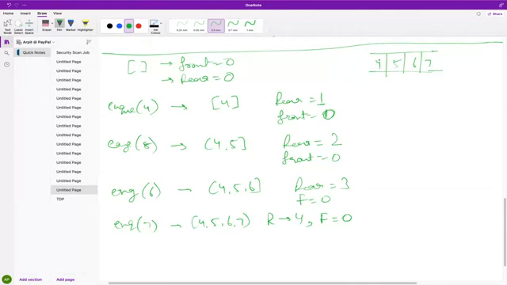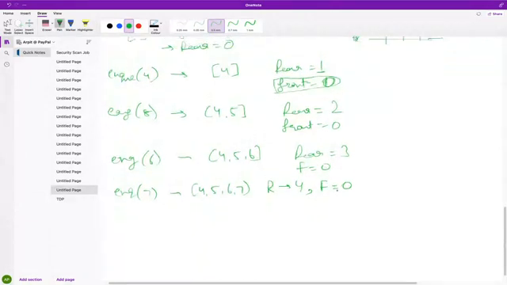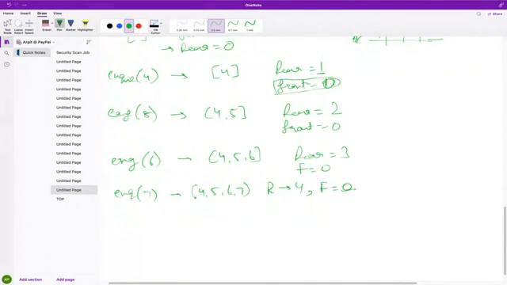Now we want to delete. This 4 has to go out of it. For deleting, we will always be looking at our front pointer. Wherever our front pointer is, that element can only be deleted. Right now front is at the 0th position, so only 4 can be deleted. So first we do dequeue.